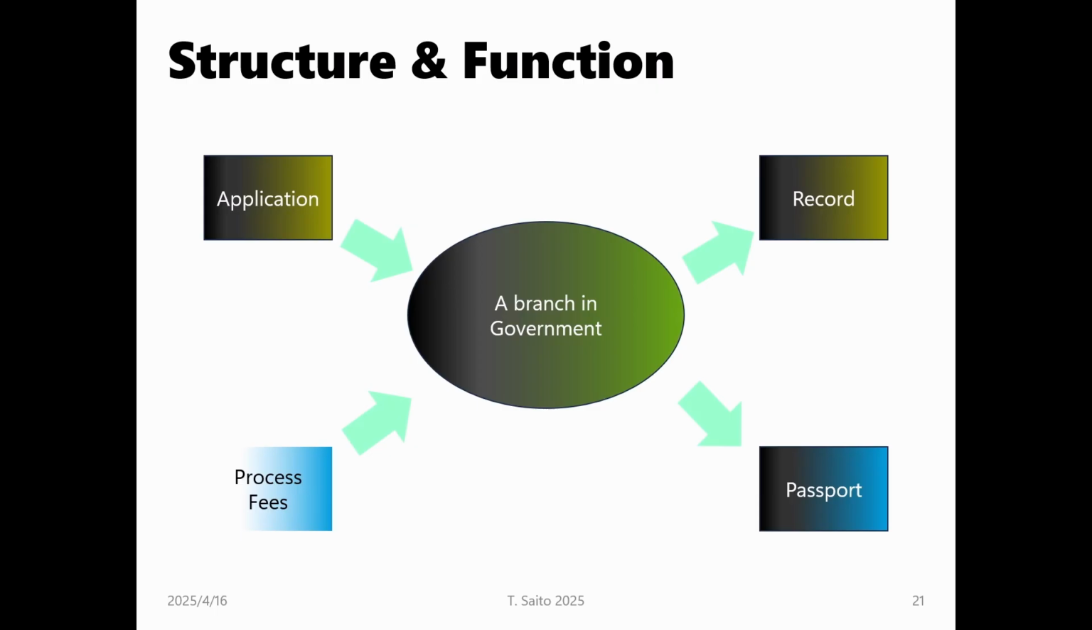For example, when you go to the city hall and try to get a passport, you need an application form and processing fees. As a result, they issue you a passport and keep a record in the government. They will only receive a decided application form and a decided amount of fees. Also, the product, the passport and record, have a decided form. We call this a structure, and because of this structure, the applicant and even the government workers can process these functions properly.